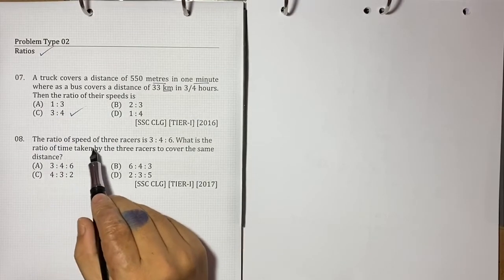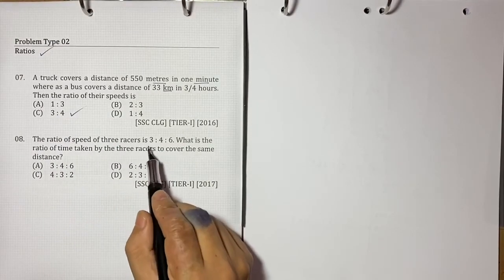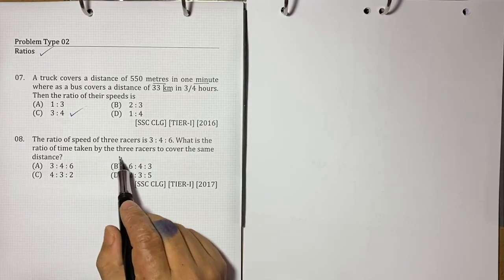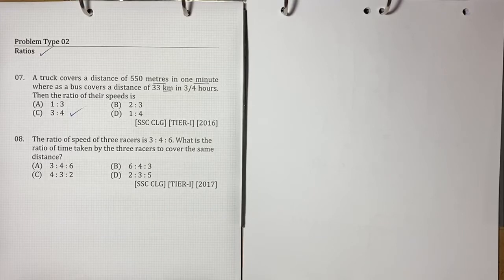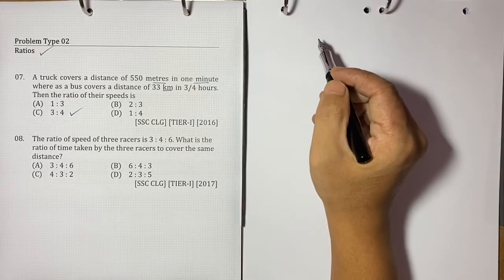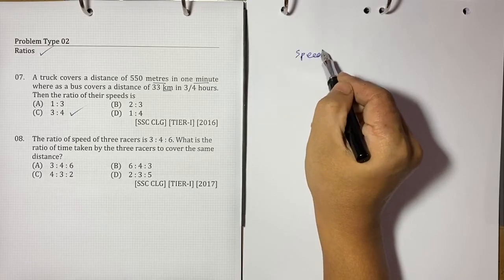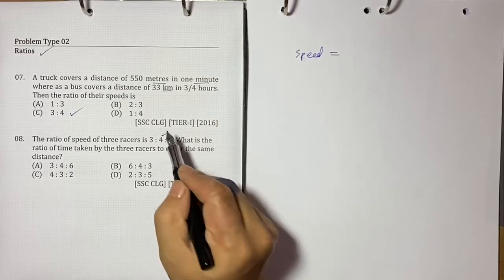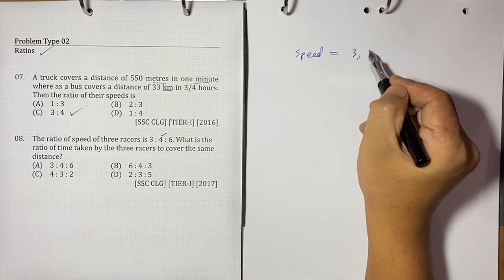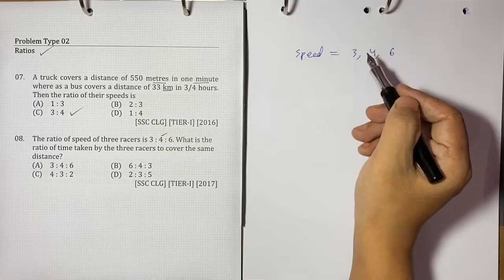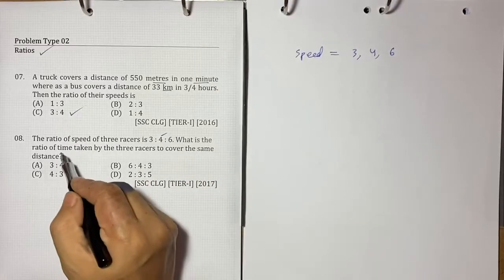The ratio of the speed of 3 racers is 3 is to 4 is to 6. What is the ratio of the time taken by the 3 racers to cover the same distance? Okay, the ratio of speed is given. Speed of the first is 3, speed of the second is 4, speed of the third is 6. Question: what is the ratio of time taken?